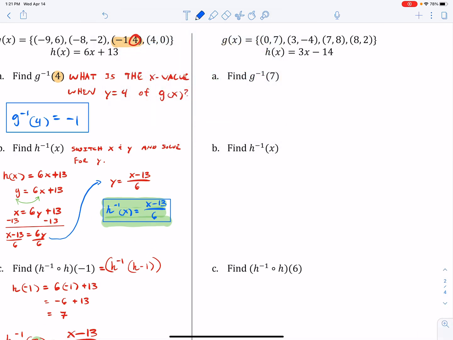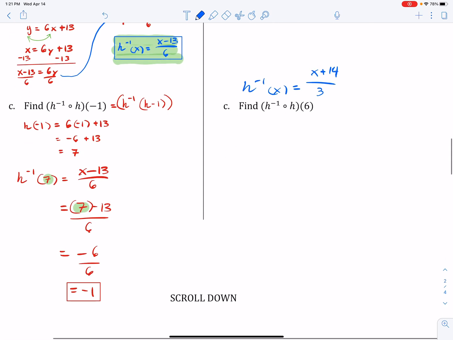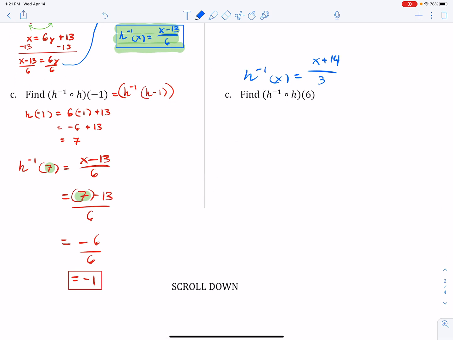I will give you the solutions to A, B, and C. This one, you should get G. This one's equal to 0. B, I'll give you this one. This will be x plus 14 all over 3. And then lastly, C is going to equal 6. I'll make that a little bit cleaner for you. 6.